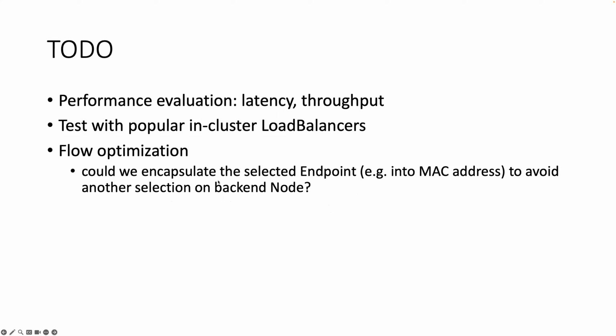I guess it might be related to the 2 rounds of load balancing. So one potential solution is that we encapsulate the backend information when tunneling the packets to the backend node to avoid another selection. Yeah, that's all from my side for this feature. Any questions?